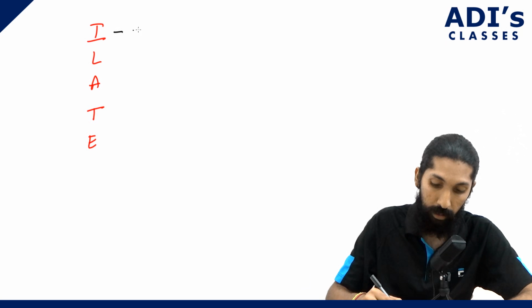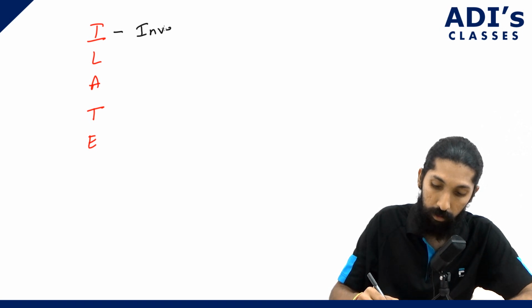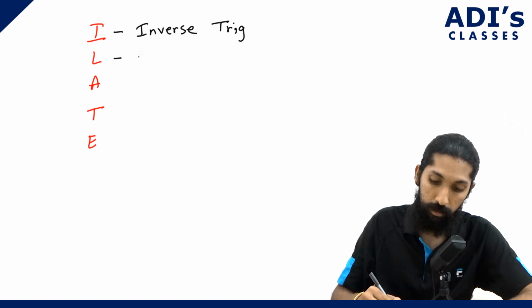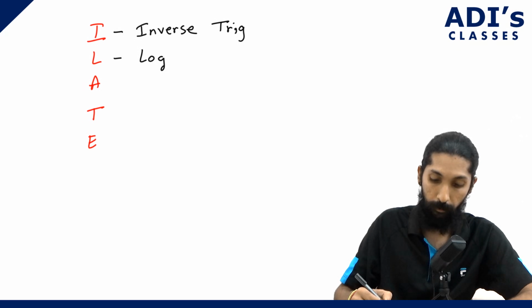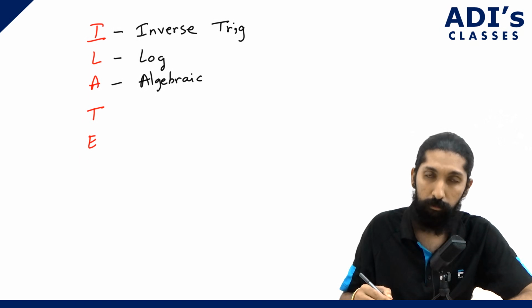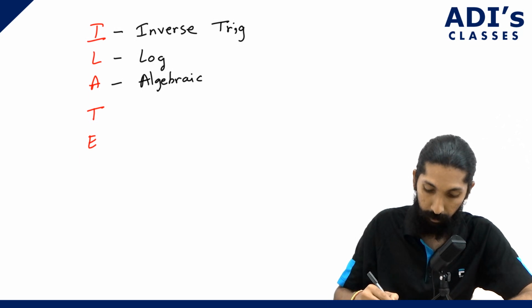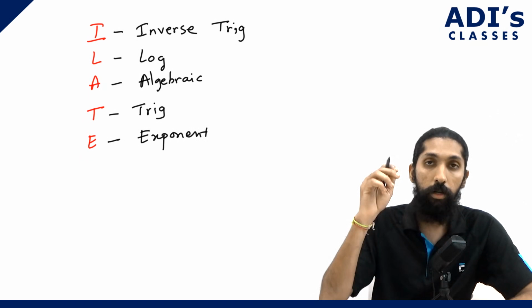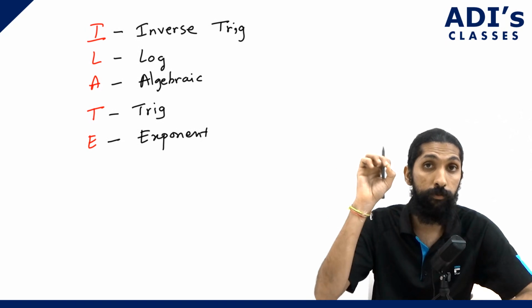So I stands for inverse trigonometric function. L stands for logarithmic function. A stands for algebraic function. Sometimes you might also see arithmetic, but algebraic is a better word. T stands for trigonometric function. E stands for exponential function. So this is the order of the precedence.